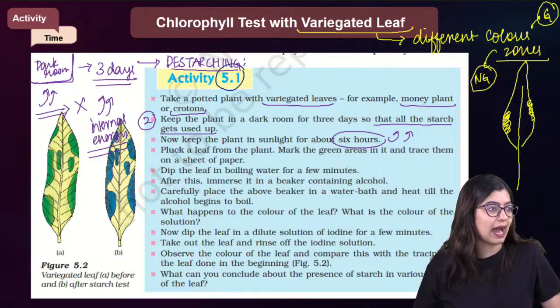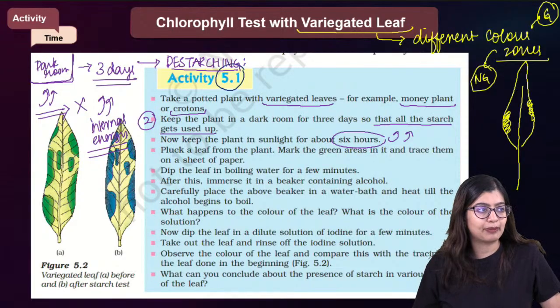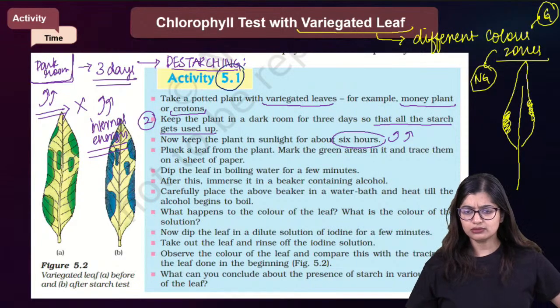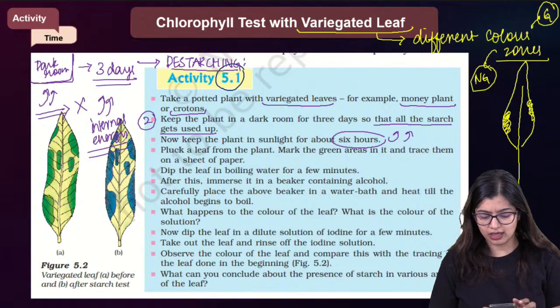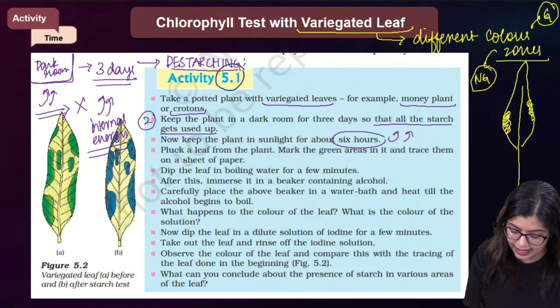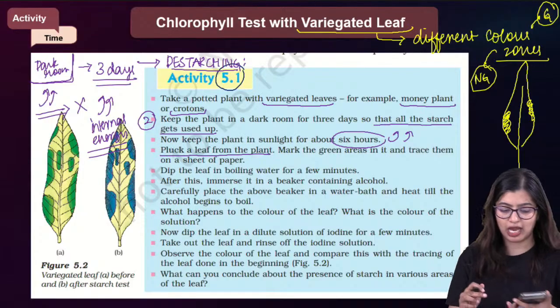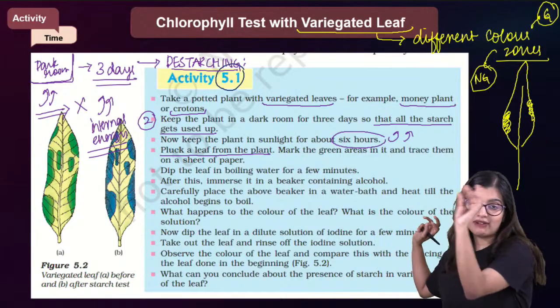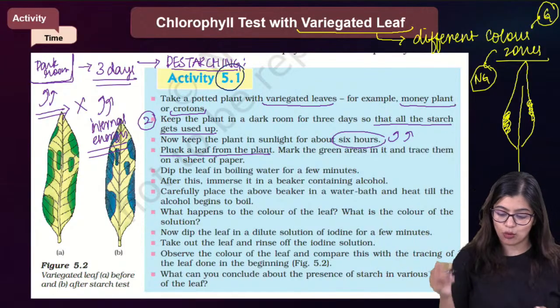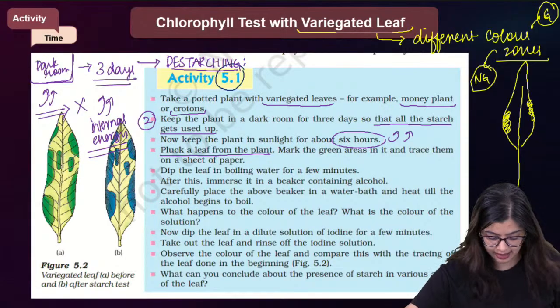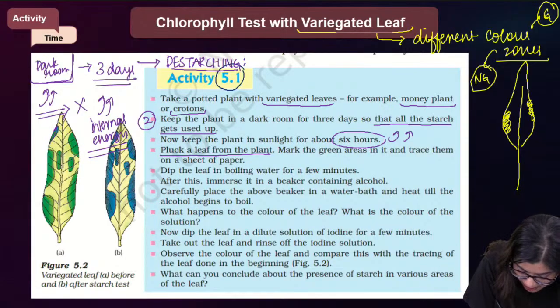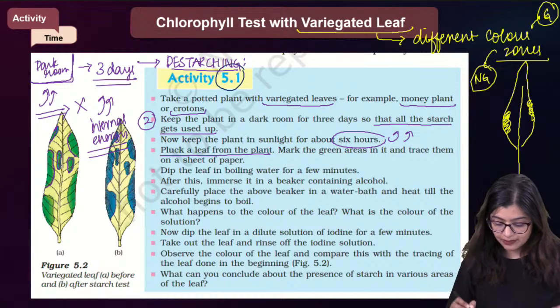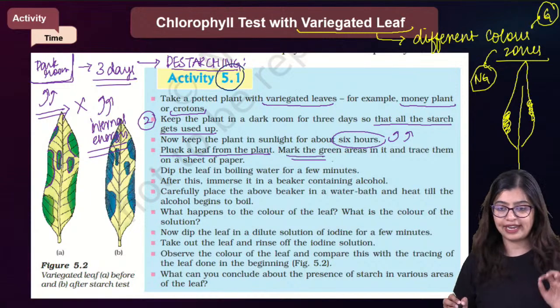Now once this happens, what do we observe? Yes, what do we observe? We will take one leaf from this potted plant. So let me just have a look at the screen. Okay, screen looks fine. So I will take one single leaf and then mark the green areas. That means wherever my green areas are, I will mark them with a marker. Okay? I will mark and keep it. So this is what I will do next.